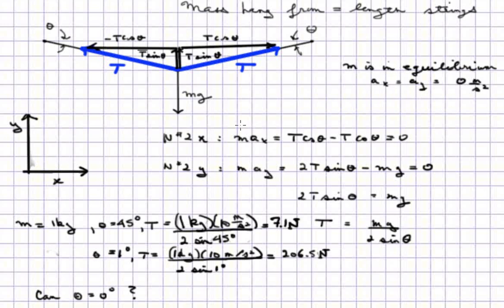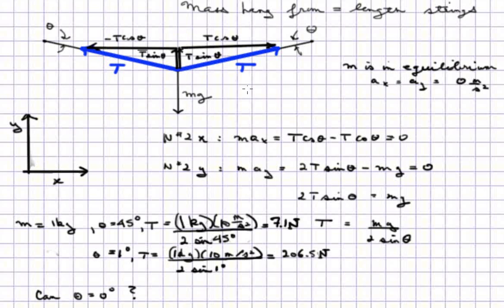And so that leads to these two Newton number 2 equations. Newton number 2 in the x direction: since a sub x is equal to 0, T cosine theta minus T cosine theta is equal to 0. And you can see that happens because the length of the strings are the same. Newton number 2 in the y direction: again, a sub y is equal to 0, and so the sum of these two force vectors has to cancel this. In other words, 2T sine theta minus mg is equal to 0.